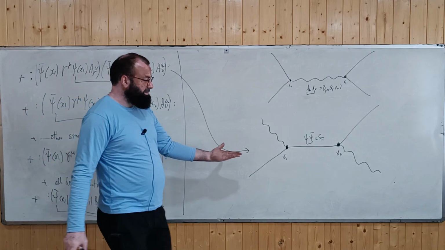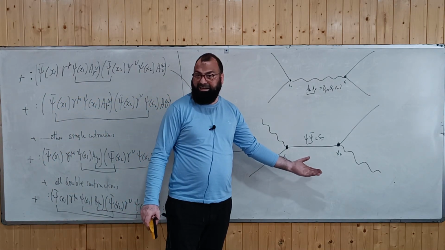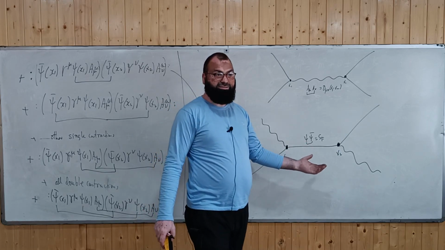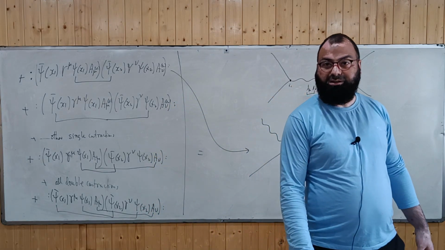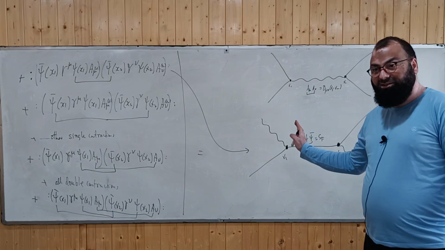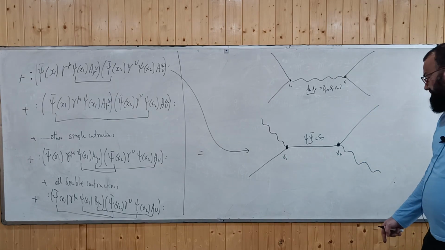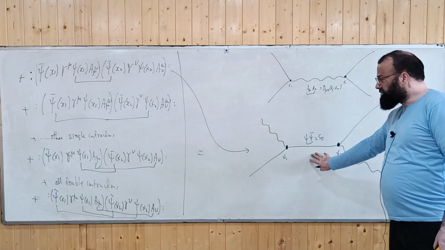So that means this diagram represents your Compton scattering. Got it? Electron-photon scattering. Now Compton scattering is actually a second order process. The lowest order process by which Compton scattering arises in QED is second order. Got it? Okay? So there are actually two diagrams.